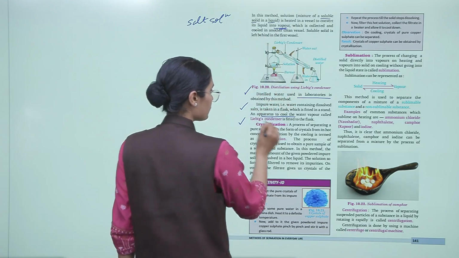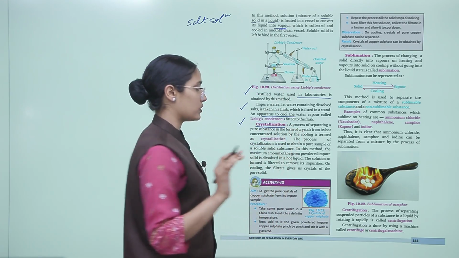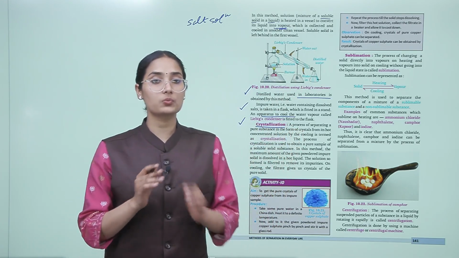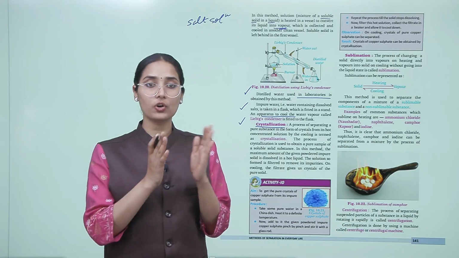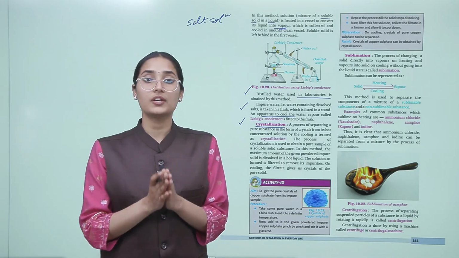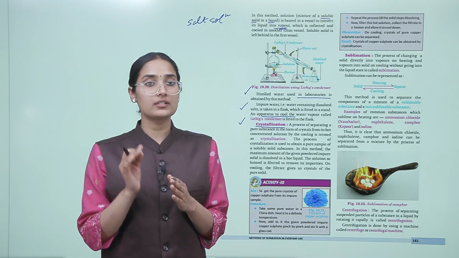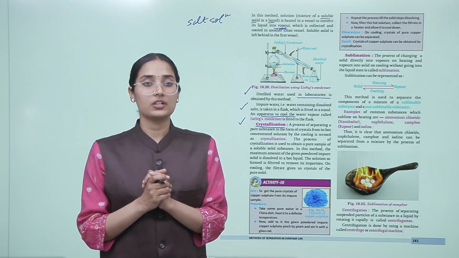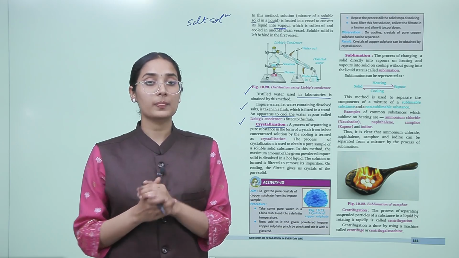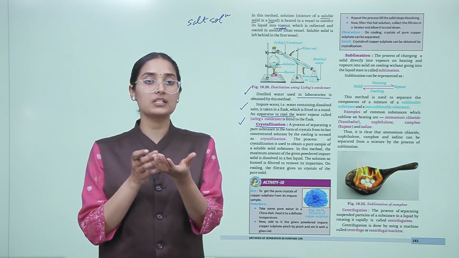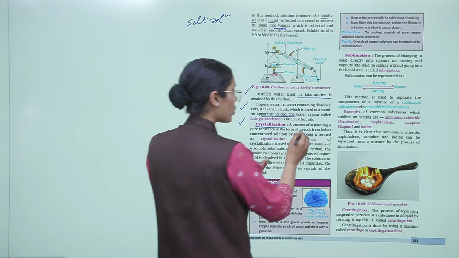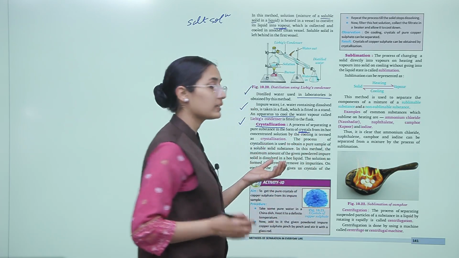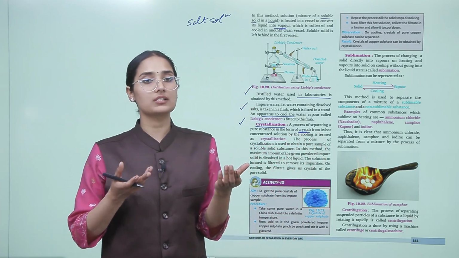Now we have another method which is crystallization. So crystallization is what? A process of separating a pure substance in the form of crystals from its hot concentrated solution by cooling is termed as crystallization. So in crystallization, the pure substance is separated in the form of crystals, right? We are left behind with the crystals.